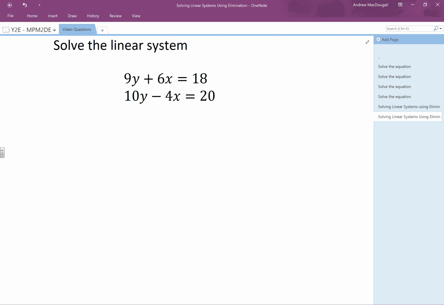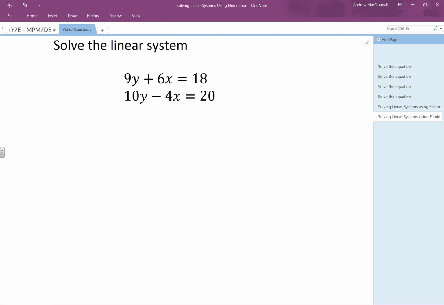Now the first step in this method is to multiply each equation by some different number, some different constant, so that the coefficients of one of the two variables lines up. Meaning we have the same number in front of the x in each equation, or we have the same number in front of the y in each equation. It's totally up to you whether you want to match the x coefficients or the y coefficients. 6 and 4 looks a little bit more manageable than 9 and 10, so I'm going to choose to line up the x coefficients, but that's totally your choice.